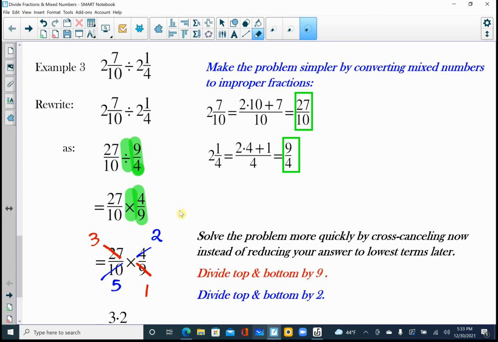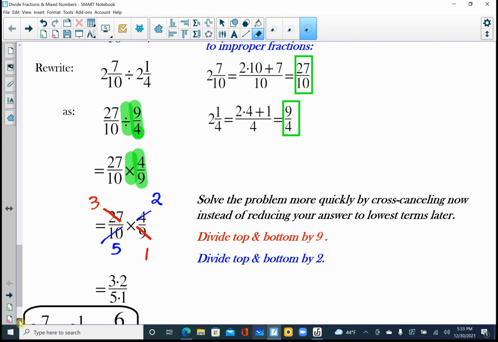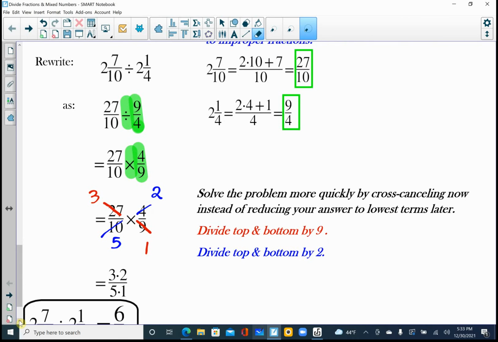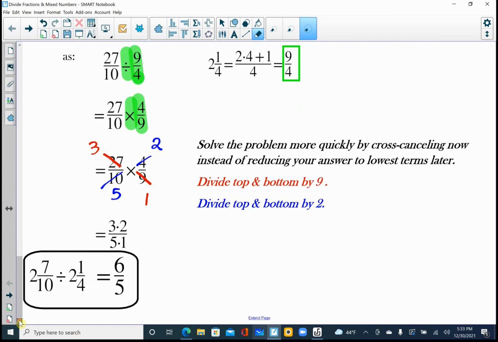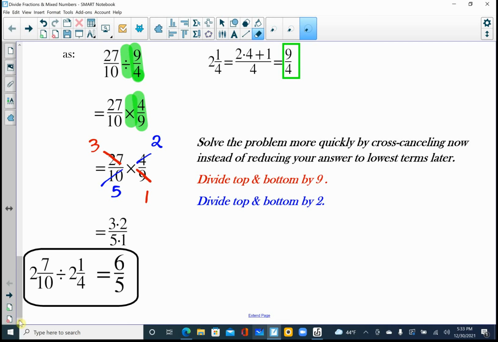And similarly, we see that 4 and 10 also have a greatest common factor. They're also both divisible by 2. So we'll divide each by 2, leaving us with 2 and 5. So that'll make it a much simpler problem. So now on top we have 3 times 2, and on the bottom we have 5 times 1, for a total of 6/5. So let's say again we want to go to a mixed number.